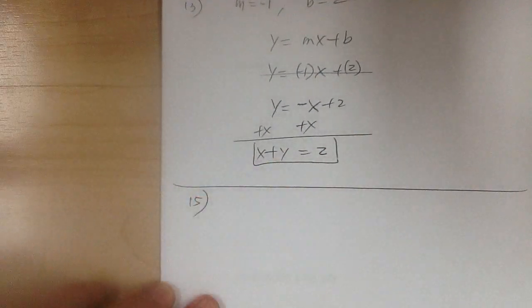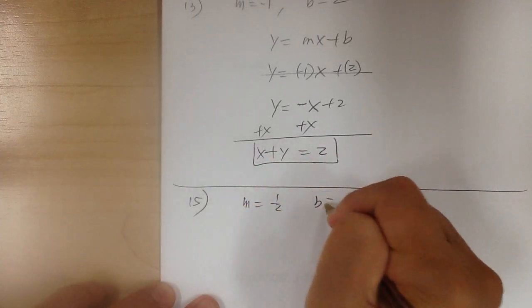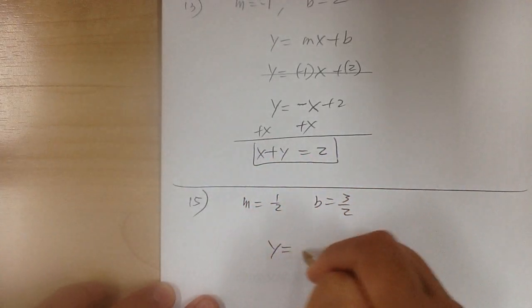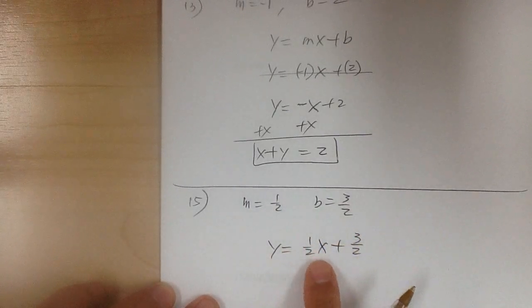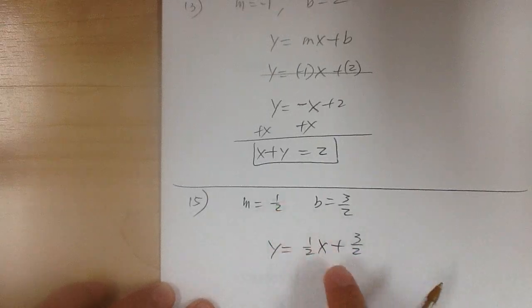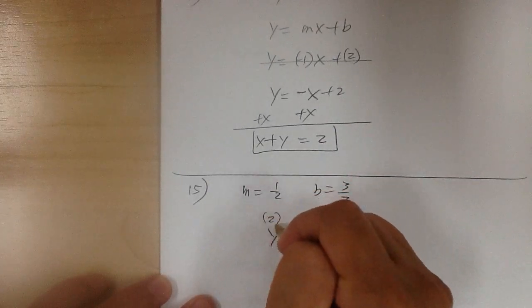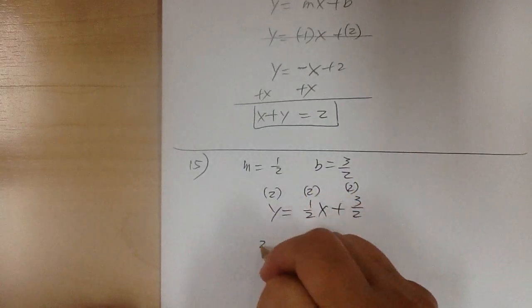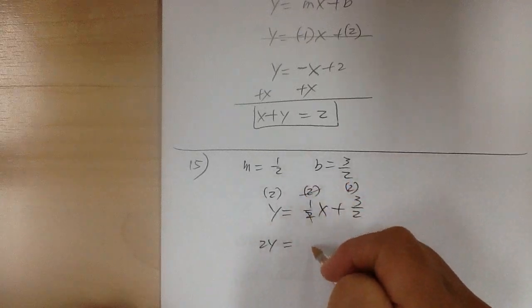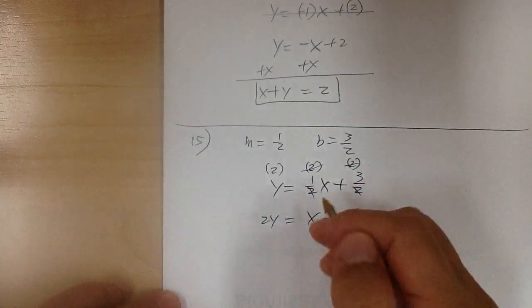Okay, number 15. m equal to 1/2, b equal to 3/2. So y equal to mx plus b. So substitute. And then after that, since there's a fraction, I'm going to get rid of the fraction by multiplying by the common denominator. So you got 2y equal to, and this will cancel out x. This will cancel, so plus 3. And I'm going to move this over.